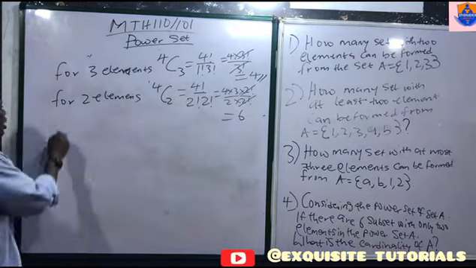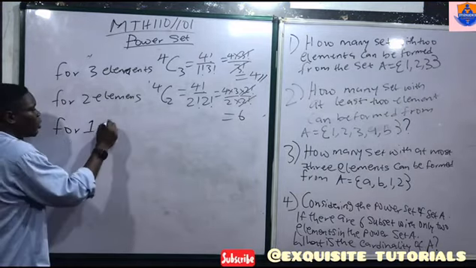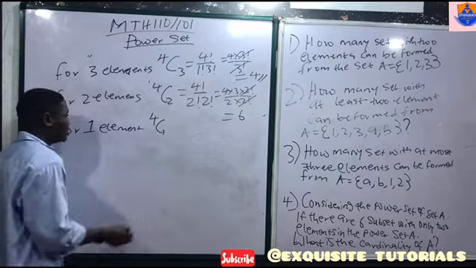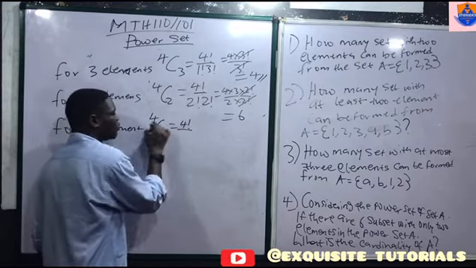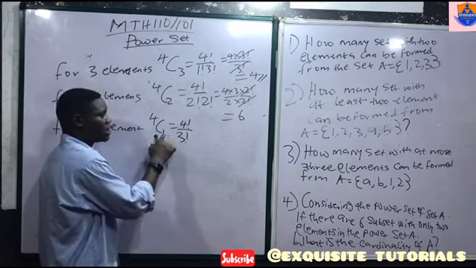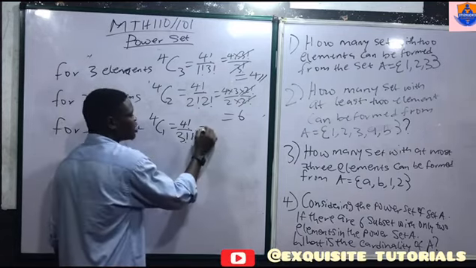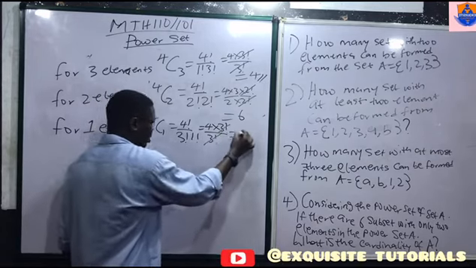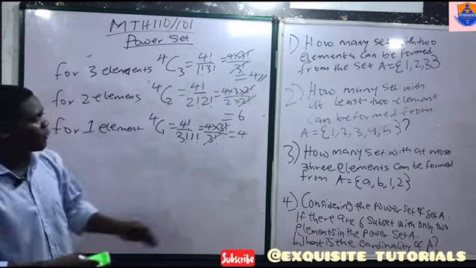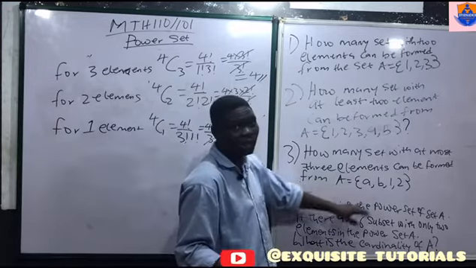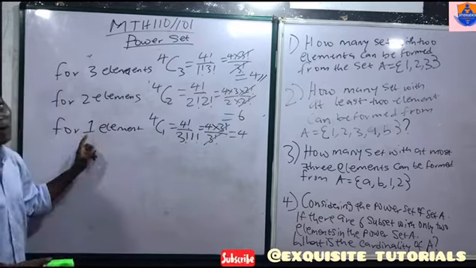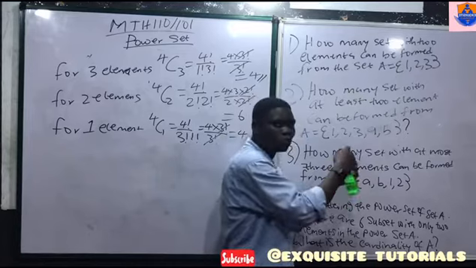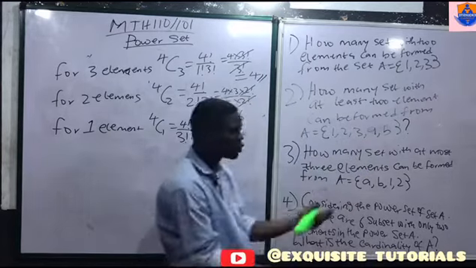Now, what about for those that will have 1 element? For one element, we have 4 combination 1. So this is 4 factorial all over (4 minus 1), which is 3 factorial, times 1 factorial. This is the same thing as 4 times 3 factorial all over 3 factorial. This goes out. We have 4. So this implies that there are 4 subsets that can be formed from this set A that have only 1 element. Those 4 subsets are A, that's 1, B, 2, 1, 3, and 2, the 4th subset.